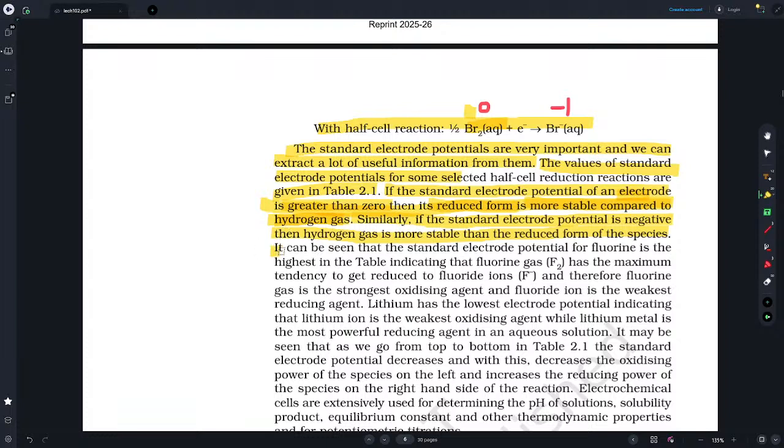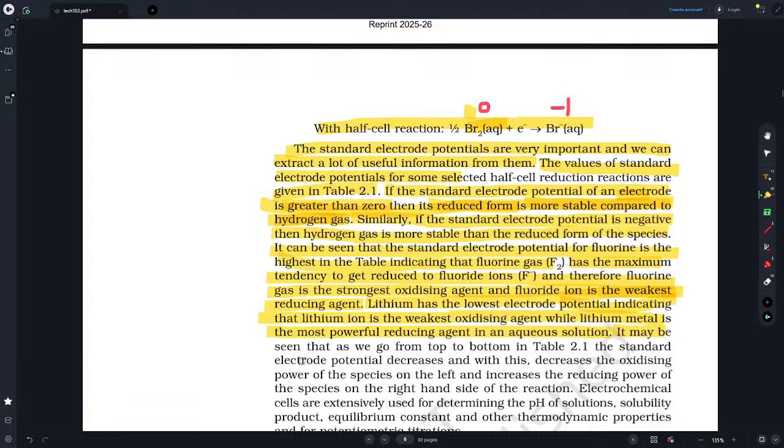species. It can be seen that the standard electrode potential of fluorine is the highest in the table, indicating that fluorine gas has the maximum tendency to get reduced to fluoride ions, and therefore fluorine gas is the strongest oxidizing agent and fluoride ion is the weakest reducing agent, as it cannot go on oxidation. Lithium has the lowest electrode potential, indicating its lithium ion is the weakest oxidizing agent where it cannot undergo reduction, while lithium metal is the most powerful reducing agent in an aqueous solution, as it can easily give off an electron.